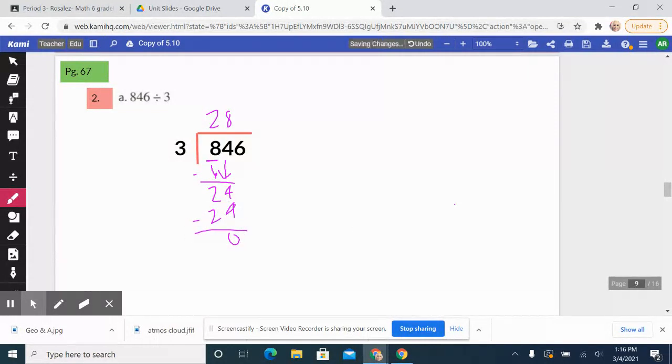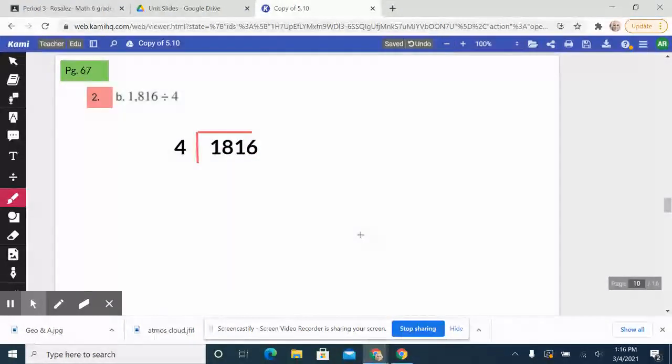Okay, well, there's one more that you haven't accounted for. We need to do every single digit, and that's the ones. We need to deal with the ones, right? So 3 goes into 6 2 times. 2 times 3 is 6. Subtract, get 0. So your answer is 282. So please make sure you write down everything in purple in your book.